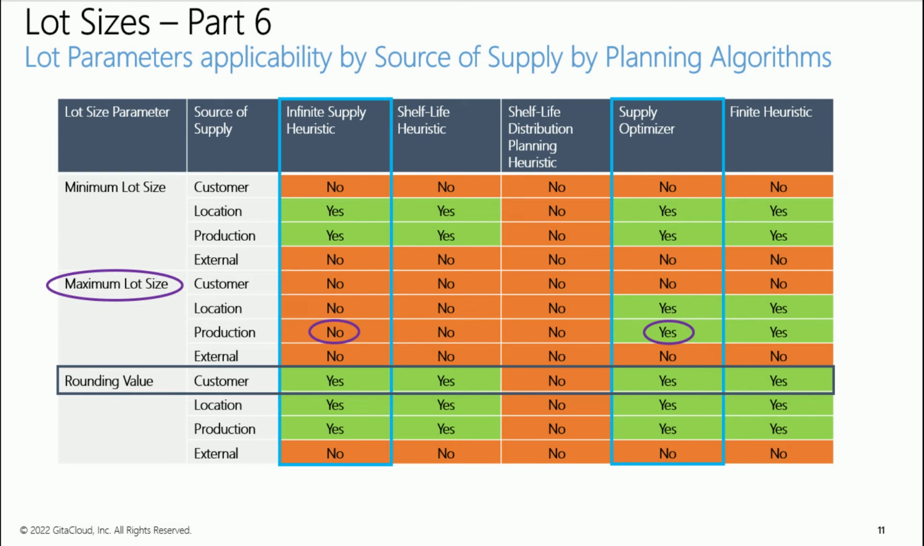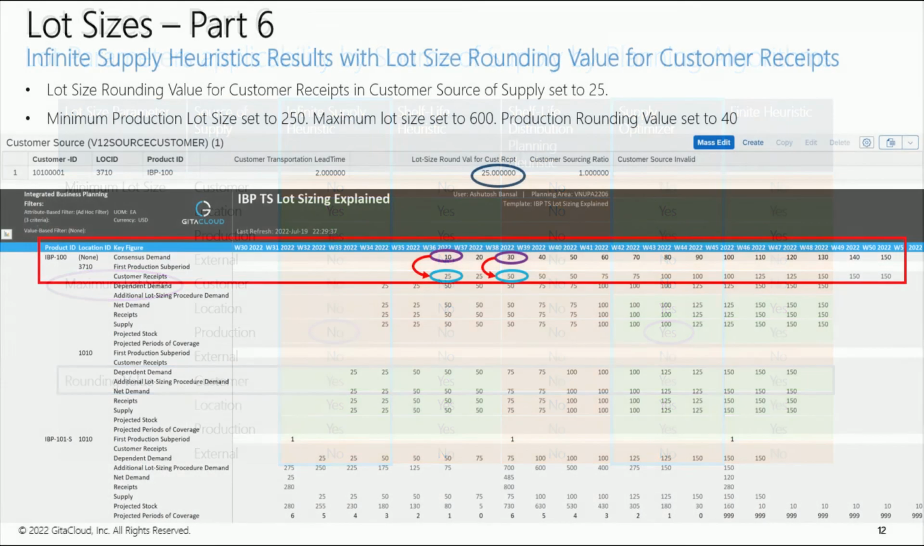Note that customer source of supply does not have any minimum and maximum lot size parameters, only the rounding value, which is respected by both the infinite supply heuristic and Supply Optimizer. We modeled a rounding value of 25 in lot size rounding value and customer source of supply master data type. Now, infinite supply heuristic rounds up consensus demand in every period to a multiple of 25.